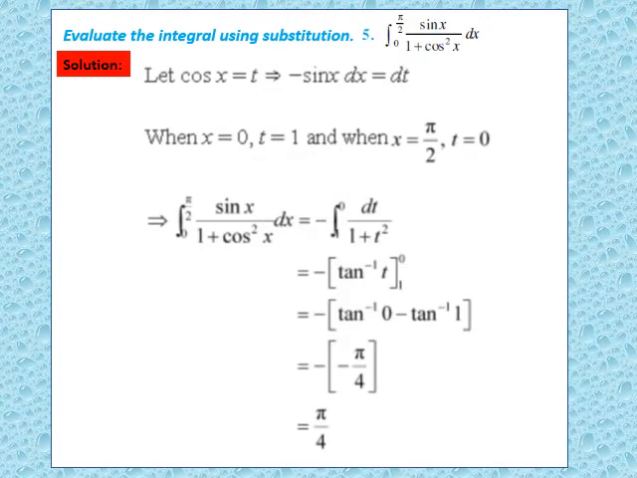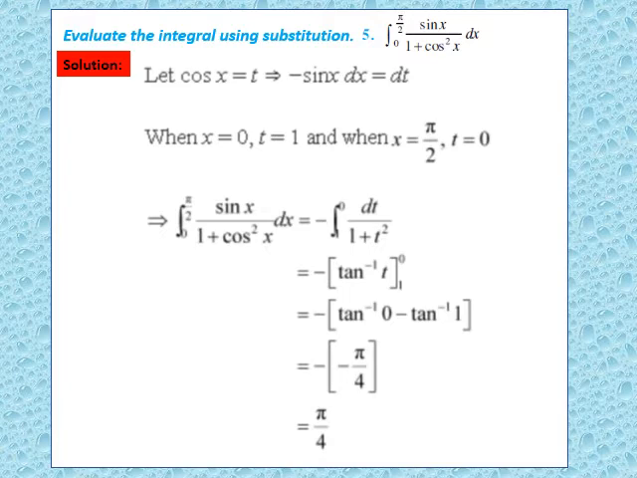Next we have question number 5. Evaluate the integral using substitution. The integral is 0 to pi by 2 of sin x upon 1 plus cos square x dx. Since the differentiation of cos x is visible, putting the substitution cos x equals t, we get minus sin x dx equals dt. Now if x is equal to 0, t is equal to 1, and if x is equal to pi by 2, t becomes 0 because cos pi by 2 is 0.